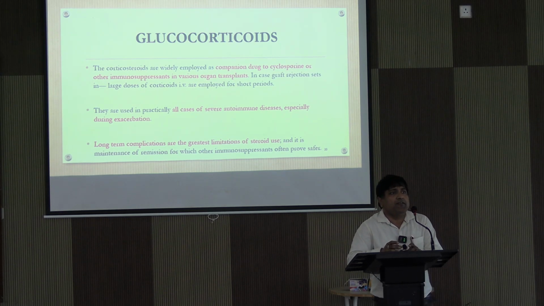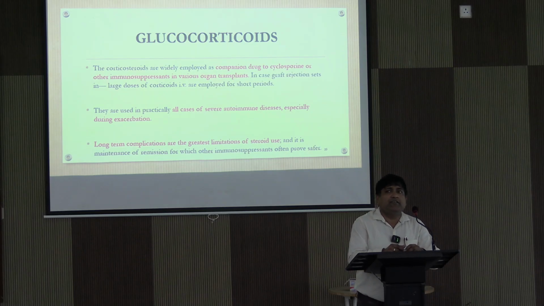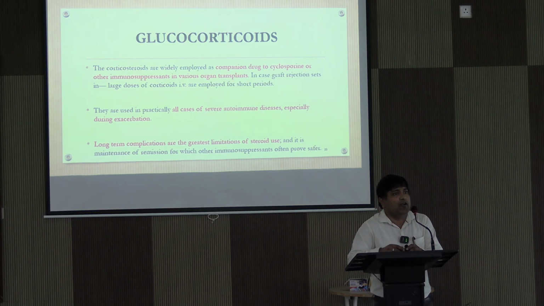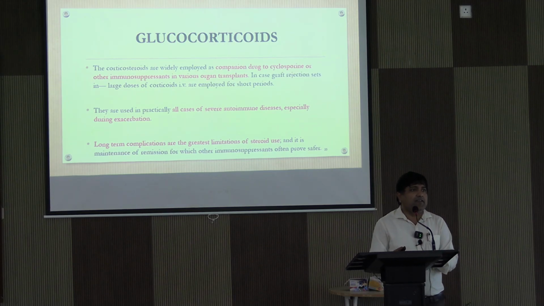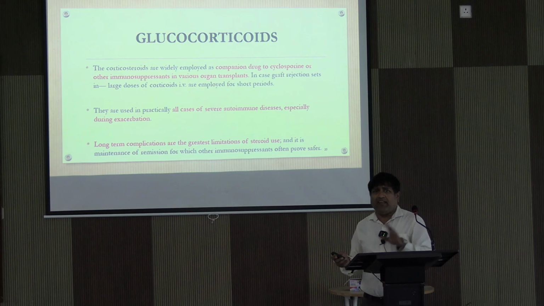All immunosuppressants can be used for organ transplantation or in autoimmune disease. So, cyclosporine is used in organ transplantation, in various organ transplants like heart, lung, bone marrow and others. And it is also used in autoimmune diseases like rheumatoid arthritis and others as a second line therapy.